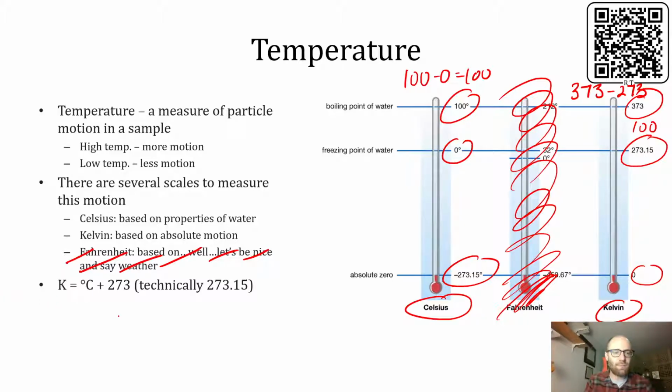That means to convert between them, there's no multiplication or division, it's just an addition. Celsius plus 273 is Kelvin. Depending on if you have a decimal place, you can use that in your calculation, but you don't need to, but you can see that on the picture.